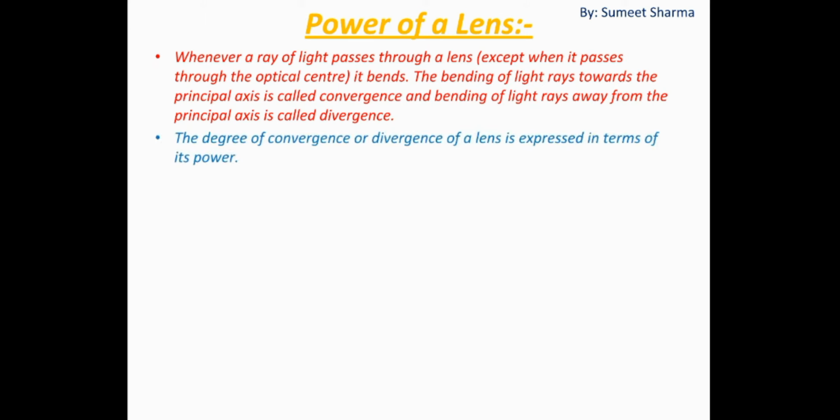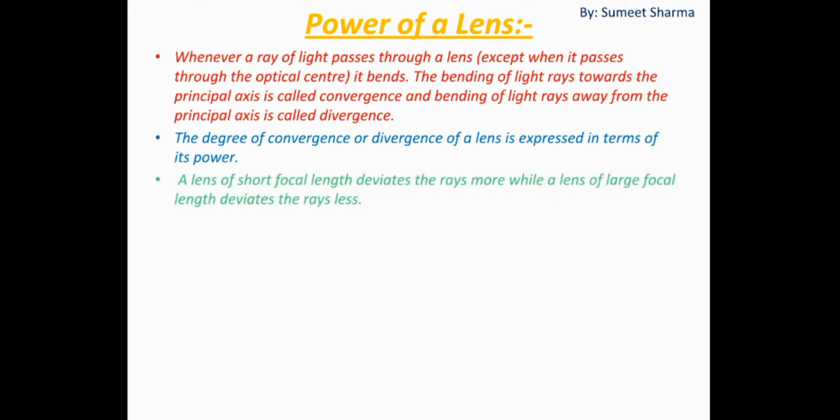The degree of convergence or divergence of a lens is expressed in terms of its power. So this degree, that how much the ray is bending towards or outwards the principal axis, this degree of convergence or divergence is expressed in terms of its power. A lens of short focal length deviates the ray more, while the lens of large focal length deviates the ray less.